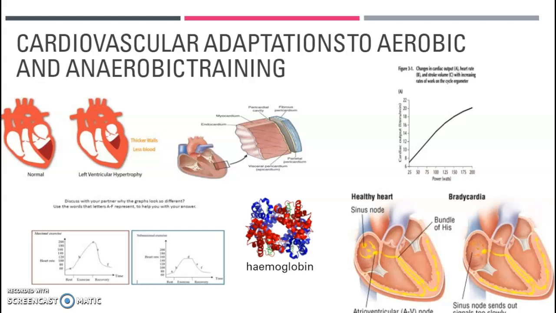Another cardiovascular adaptation is the increased amount of capillaries, which are the smallest blood vessels of the body, that are produced. They're around the muscles, so they're like a delivery site of oxygen, and this is known as capillarization. These tiny vessels help to carry oxygenated red blood cells to the muscles to improve overall aerobic endurance.